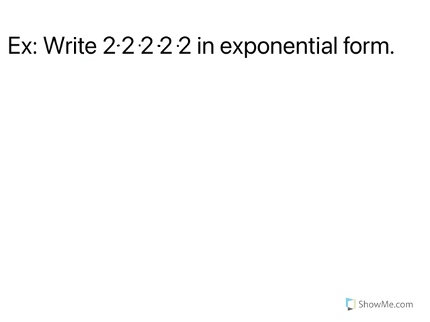Write 2 times 2 times 2 times 2 times 2 in exponential form. Well, the base is 2. How many 2's do we see? 1, 2, 3, 4, 5, and therefore our answer is 2 to the 5th in exponential form.